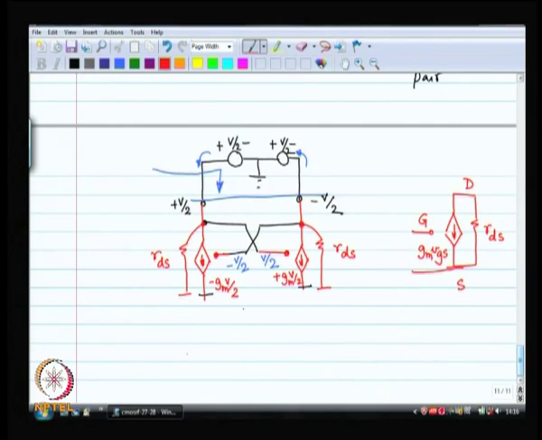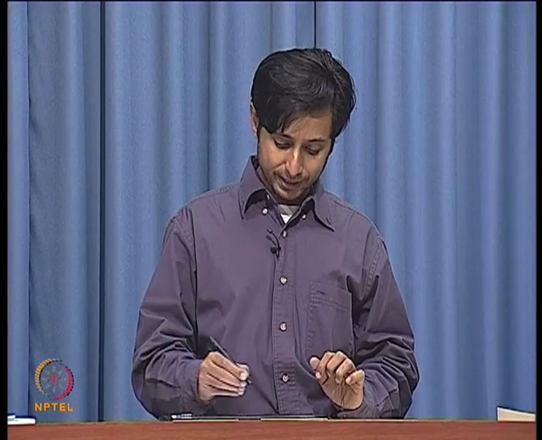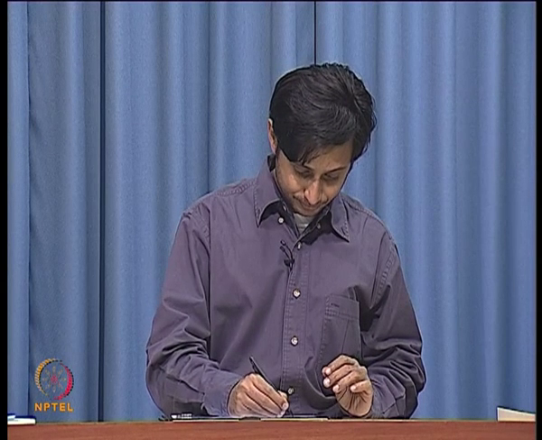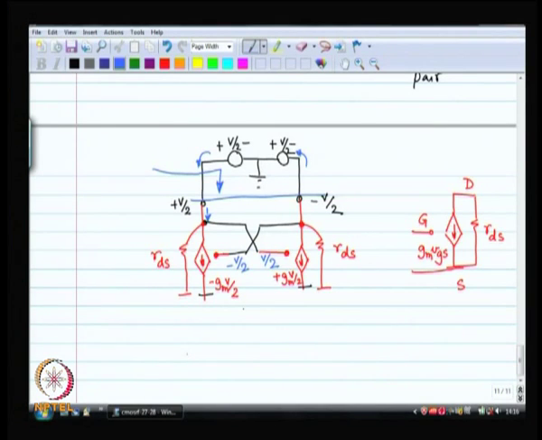And now, let us do Kirchhoff's current law to figure out what is the total current over here. And it is easy to see that what I have got is V by 2 divided by RDS, that is the current going through the resistor, minus Gm times V by 2. So, that is your I, let us call it I plus.